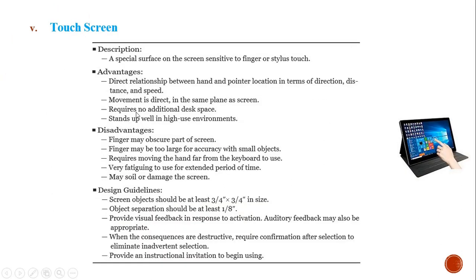Touch screen. So all of you know nowadays you all use this kind of touch screens. Its description is special surface on the screen sensitive to finger or stylus touch. So this kind of touch screens can be interacted through your finger, or it can be interacted with stylus as well. Advantage is there is a direct relationship between the hand and pointer location in terms of direction, distance and speed. Also movement is direct, it's in the same place as screen.